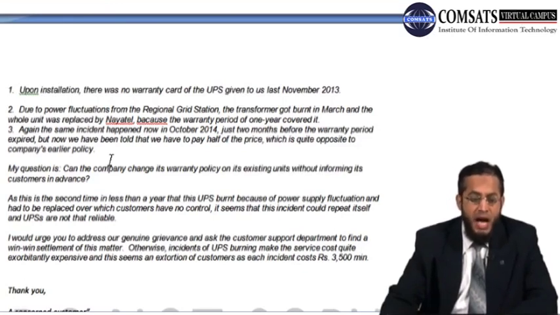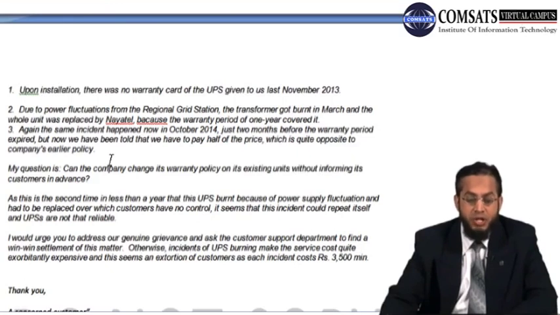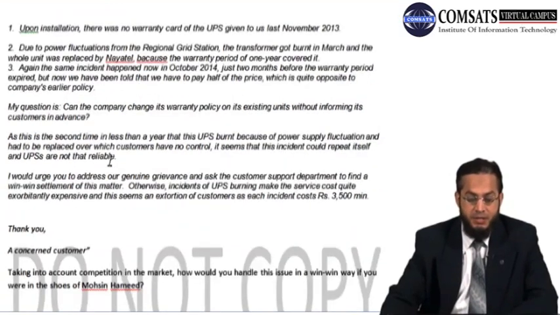So I would urge you to address our genuine grievance and ask the customer support department to find a win-win settlement of this matter. Otherwise, incidents of UPS burning make the service cost quite exorbitantly expensive, and this seems an extortion of customers as each incident costs rupees 3,500 minimum. Thank you. A concerned customer.